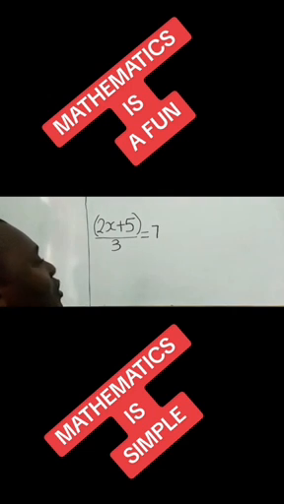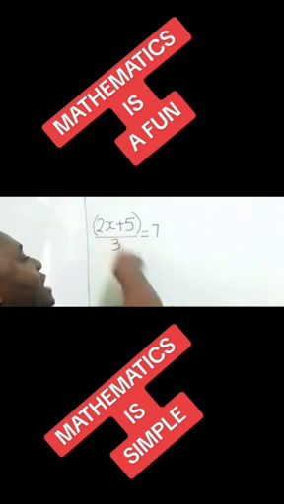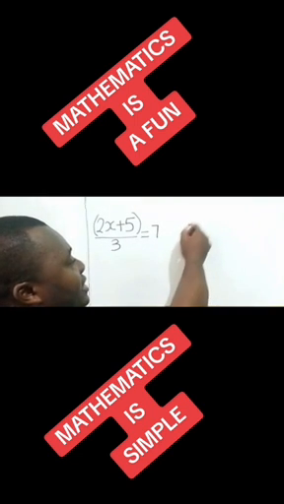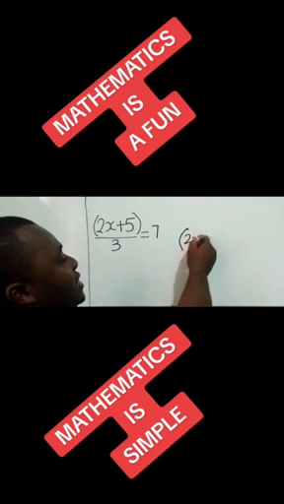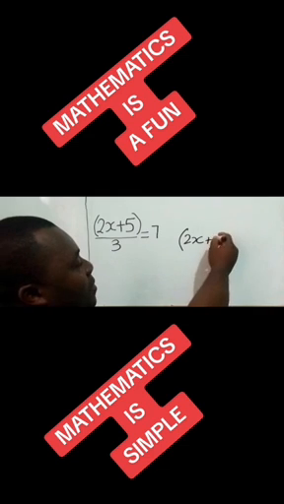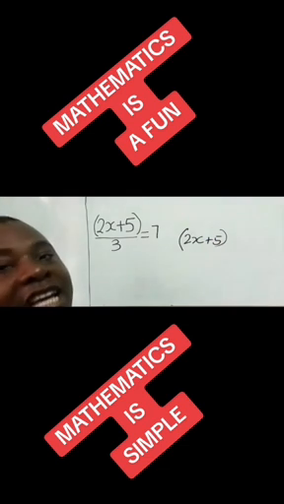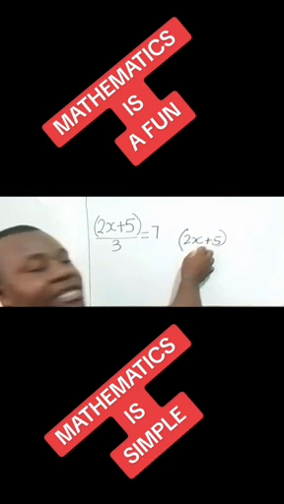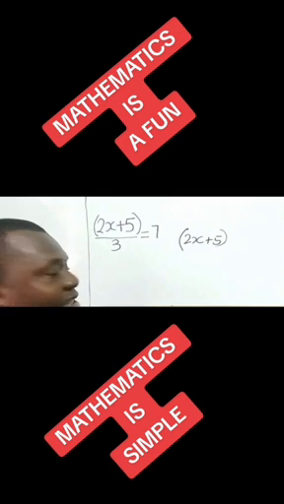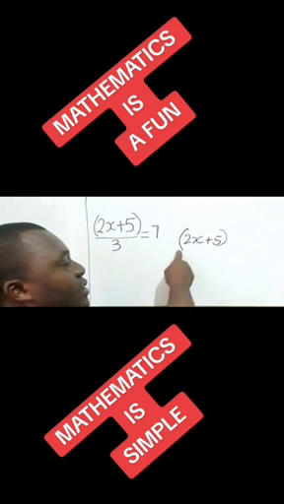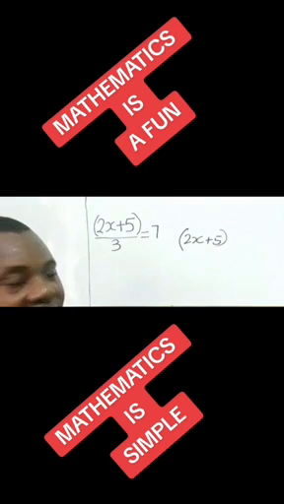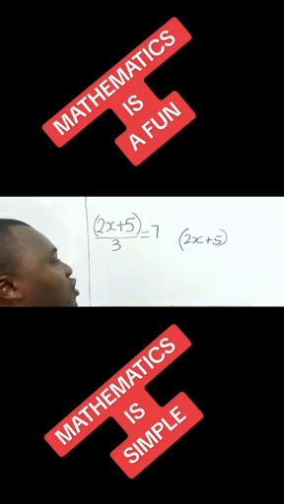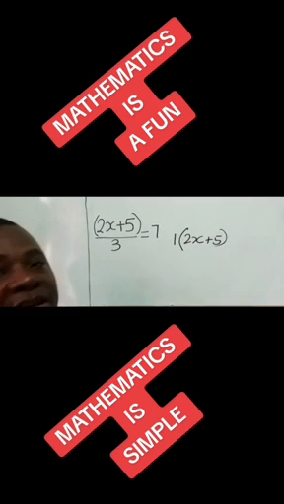Now let me talk about the first one, 2s plus 5. Let me write it here: 1 into bracket 2s plus 5. When you see any numerics like this in a bracket, we need to get rid of the bracket open and the bracket close. So it's the same as 1, and 1 is the same as this.